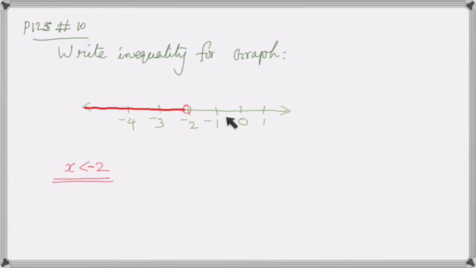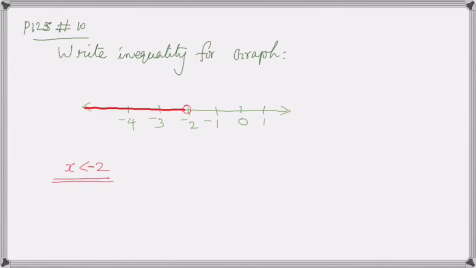If you look at this graph, this is a graph of an inequality. Pay attention here. This is not touching -2. What that means is that the inequality representing this graph has to be either less than or greater than. It's not equal to. It's not touching -2, so it's not equal to -2.